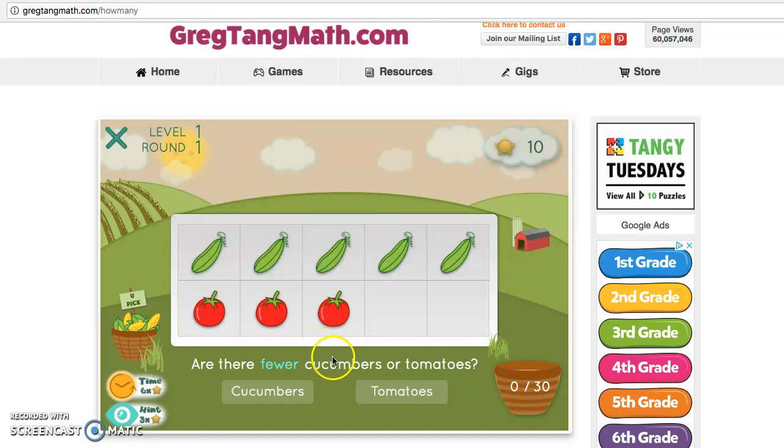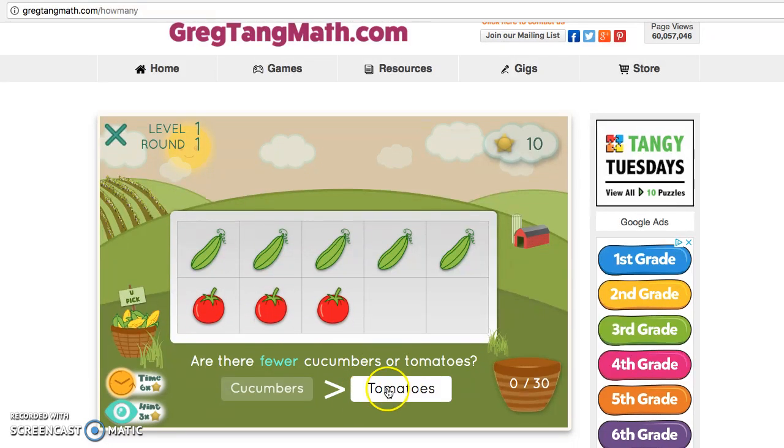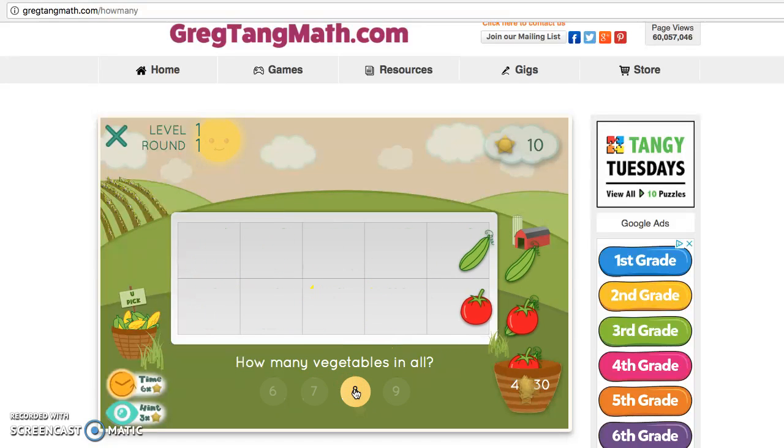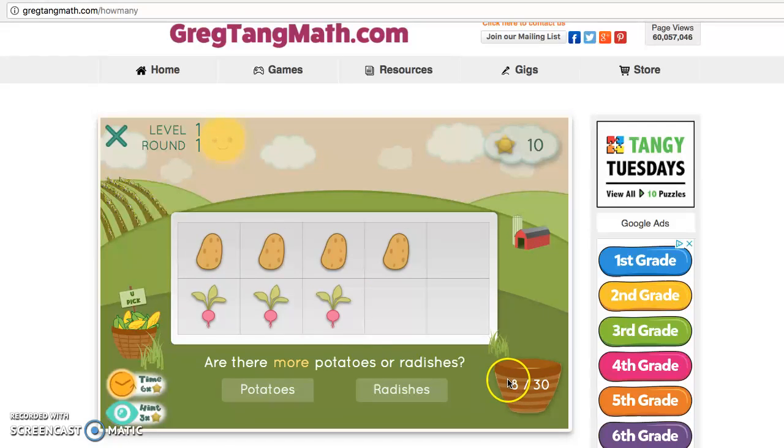This first question, are there fewer cucumbers or tomatoes? So I'm going to click on fewer tomatoes. Then it moves into another word problem. How many fewer tomatoes? Looking at this, this is giving me some hints. There are 2 less tomatoes. How many vegetables in all? We know this is a 10 frame. That first row is 5, and adding on 3 more is 8. So adding in, we want up to 30 points.